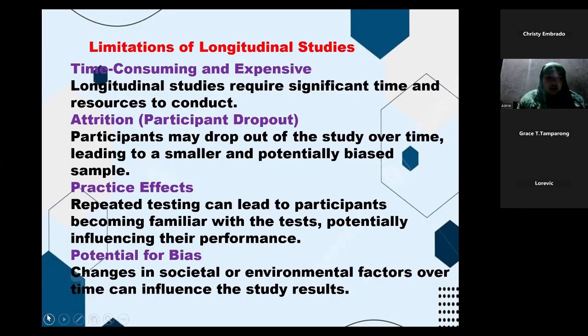Okay, then the next one is the limitation of longitudinal studies. The time-consuming expense is that these studies require significant time and resources to conduct.